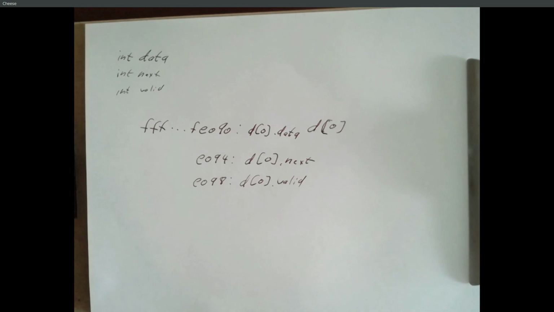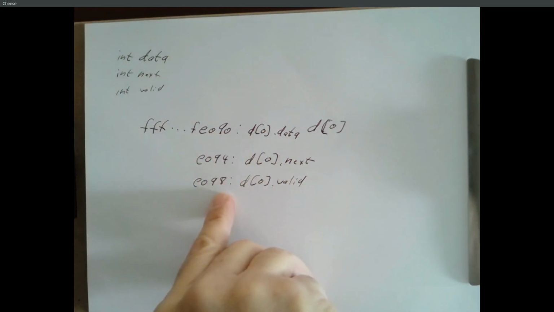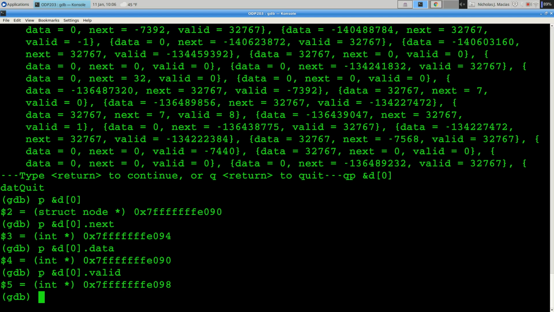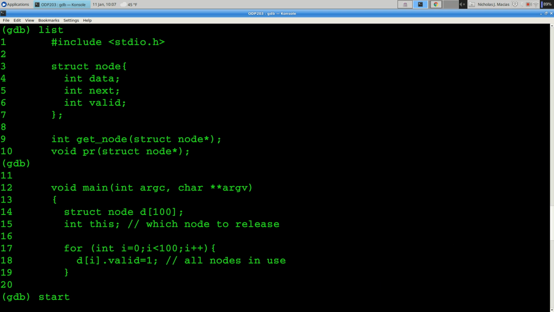So this is what our memory map looks like. The first element of the array is a struct node. It's got 3 integer pieces called data, next, and valid. Data is stored at 90, next at 94, and valid at 98. Why are they in that order? Because that's the order that we declared them in when we wrote our C program: data, next, valid.